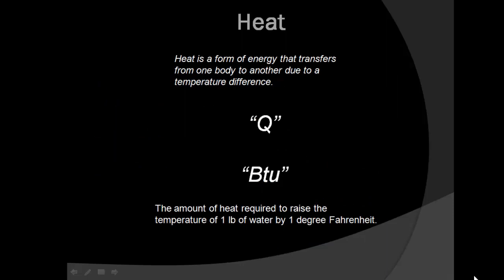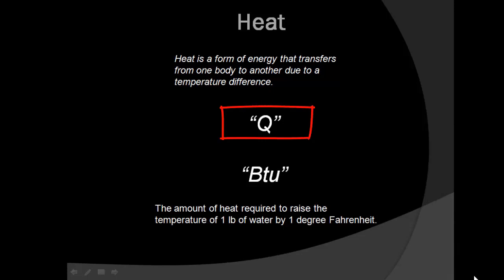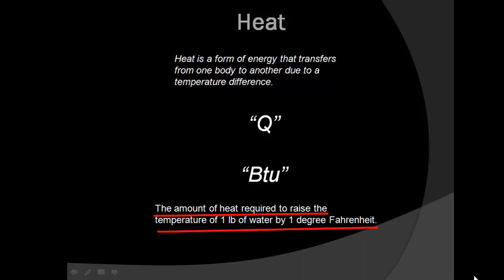As noted earlier, energy can be transferred from one body to another. Work is a form of energy transfer. Another form is heat transfer. For purposes of this tutorial, I'll use Q to designate heat transfer. In building environmental systems, heat transfer is very often calculated in units of BTU, which stands for British Thermal Unit. 1 BTU is the amount of heat required to raise the temperature of 1 pound of water by 1 degree Fahrenheit.